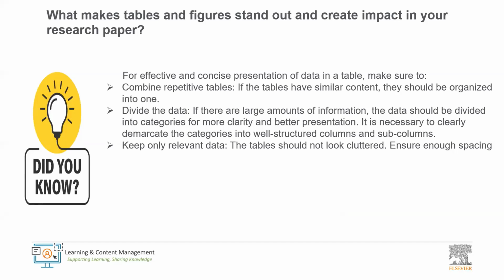So combine repetitive tables. If the tables have similar content, they should be organized into one. Divide the data. So if there is a large amount of information, the data should be divided into categories for more clarity and better presentation. So it is necessary to clearly demarcate the categories into well-structured columns and subcolumns. The last point, keep only relevant data. The tables should not look cluttered in your manuscript. Ensure there is enough spacing between the tables.